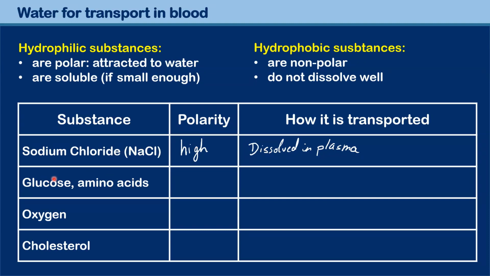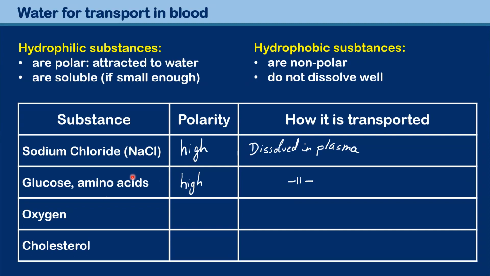Glucose and amino acids are also small enough, and many amino acids are also polar, and even the non-polar ones are often small enough to be transported by water. Maybe not as well as the polar ones, but maybe still possible. But glucose definitely. So the polarity of glucose and amino acids, we also say, is generally high. And how is it transported? Well, I'm going to make it really easy right now. I'm just going to draw it like this. It's the same. It's dissolved in the plasma.